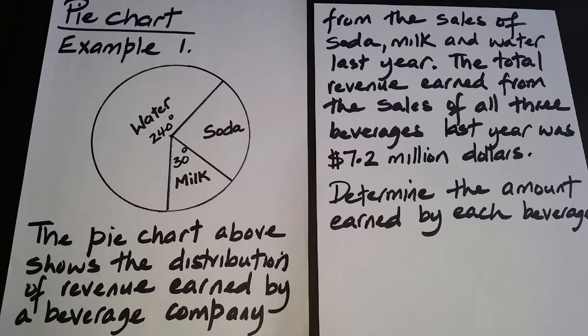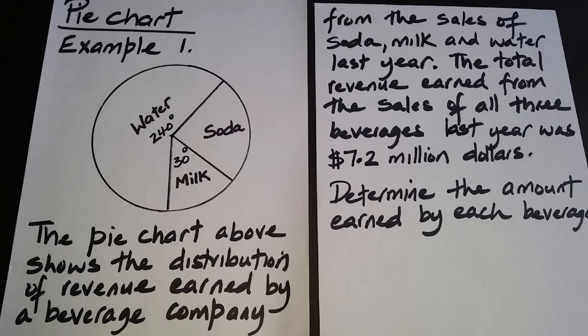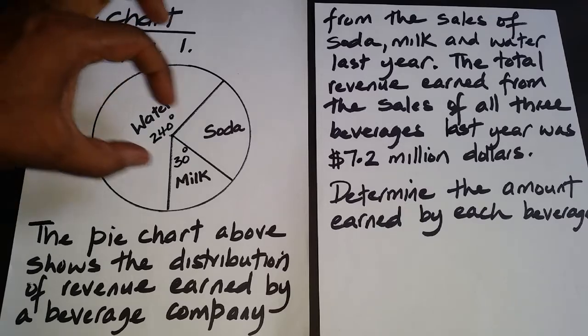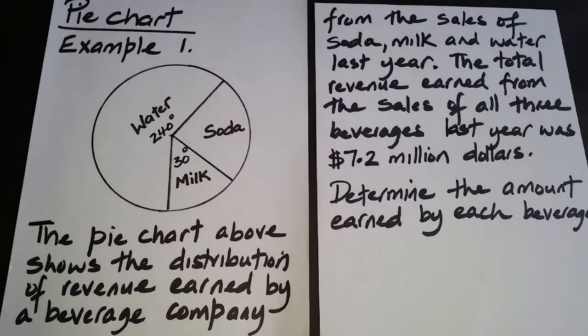So the pie chart above shows the distribution of revenue earned by a beverage company from the sales of soda, milk, and water last year. The total revenue earned from the sales of all 3 beverages last year was $7.2 million. Determine the amount earned by each beverage. So we're going to go ahead and do that calculation. So we are to determine the amount of money each beverage actually earned out of this $7.2 million.